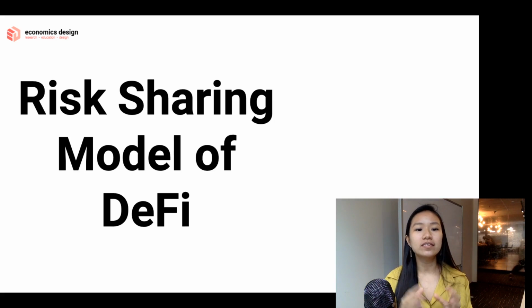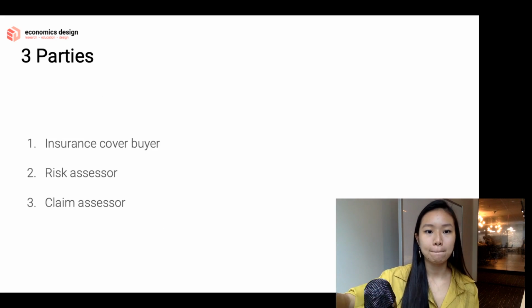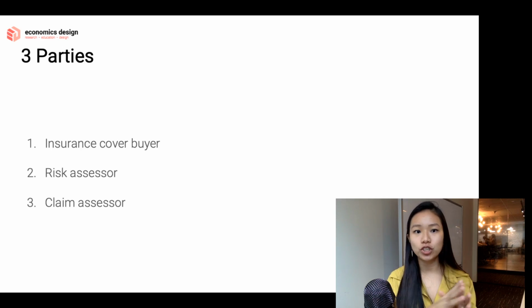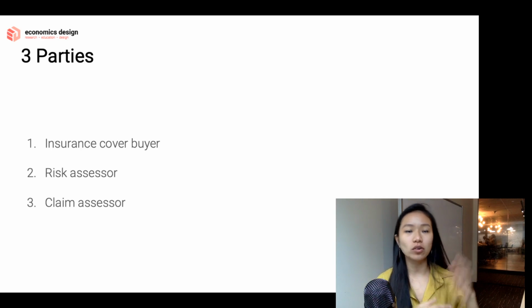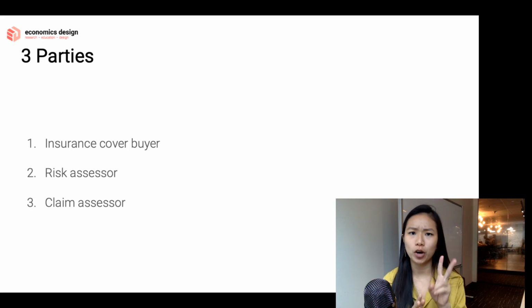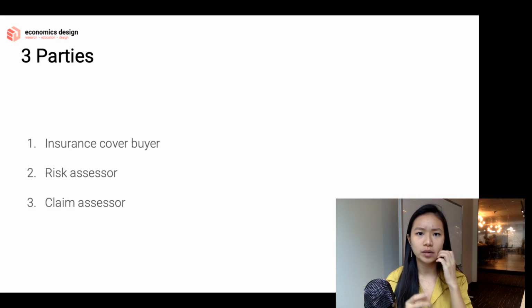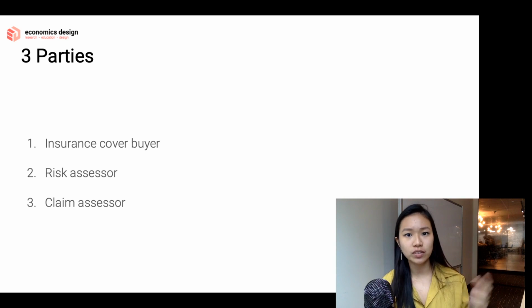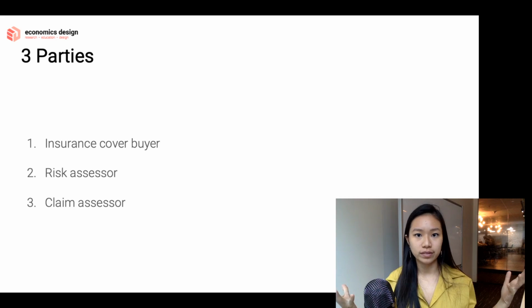Okay, so now let's go on to the risk sharing model of DeFi. In traditional economics or in traditional insurance, you pretty much have 2 parties. The first party is the principal, like you and me, we buy insurance. The second party is the agent, which is the insurance companies, and they will assess your risk.